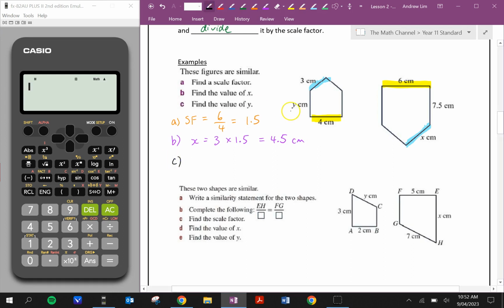C, find the value of y. Well, y is over here, and that matches with this side, 7.5. But this time, y is part of the smaller shape. So y is equal to, we'll take the corresponding side, 7.5, and this time we're going to divide by the scale factor. 7.5 divided by 1.5 is 5. So y is equal to 5 centimeters.